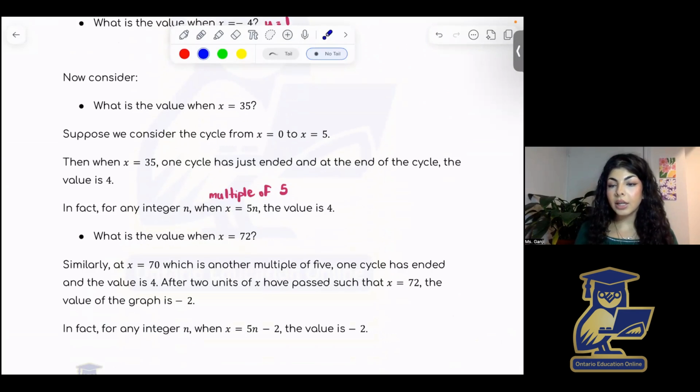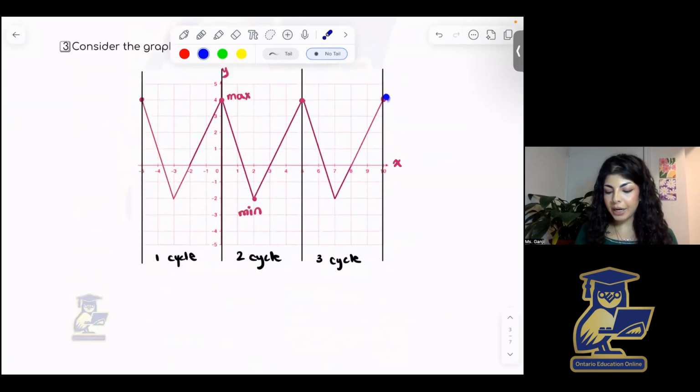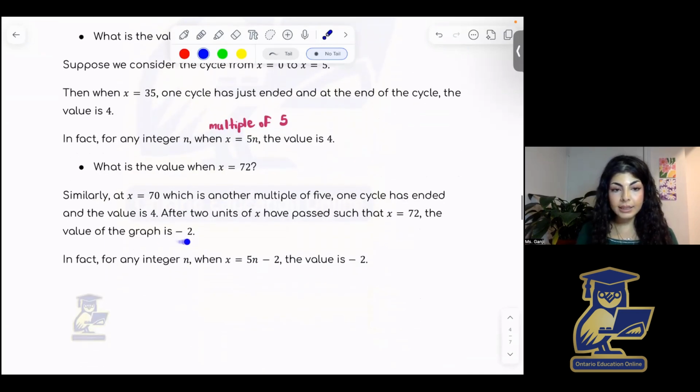So again, we have to consider, when we're thinking of cycles of 5, where is 72 with respect to that cycle? So again, thinking of multiples of 5, at x is equal to 70, which is a multiple of 5, one cycle has just ended, which means that we are here and this would be 70. Then at 72, that's 2 units after, we expect to be down here at -2. And that's exactly what the value will be at x is equal to 72.